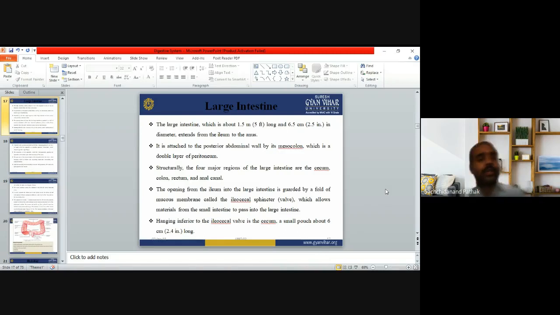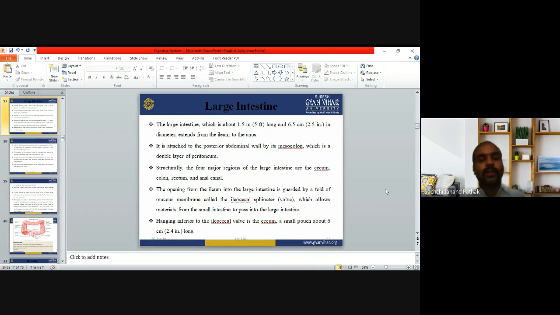Now, the large intestine anatomy. The large intestine is about 1.5 meters long and 6.5 centimeters in diameter, and extends from the ileum to the anus. It is attached to the posterior abdominal wall by its mesocolon, which is a double layer of peritoneum. Structurally, the four major regions of the large intestine are the cecum, colon, rectum, and anal canal.